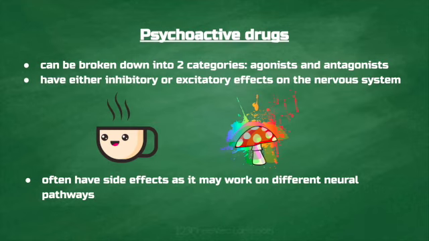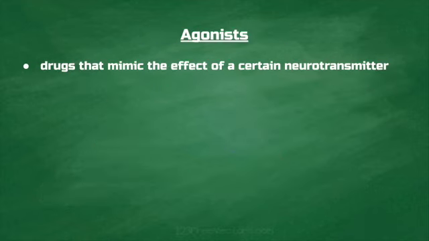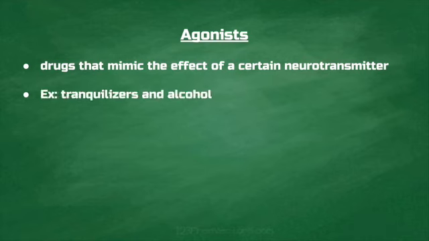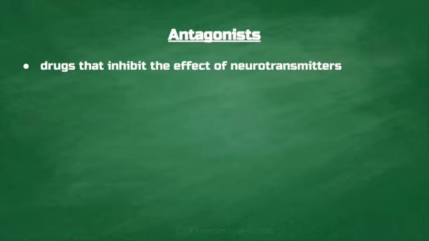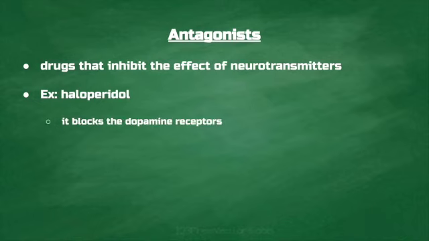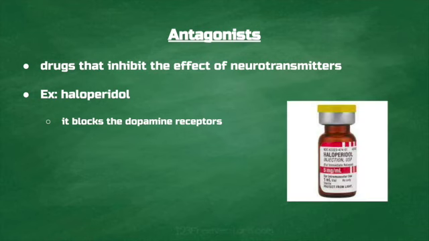and eating patterns. Agonists are drugs that mimic the effect of a certain neurotransmitter. An example would be things like tranquilizers and alcohol. These 2 items mimic GABA by inhibiting brain activity. Prozac is another one that would be considered an agonist. As said before, it mimics serotonin. Antagonists are drugs that inhibit the effect of neurotransmitters. An example is the drug haloperidol, which is an antagonist for dopamine as it blocks the dopamine receptors.